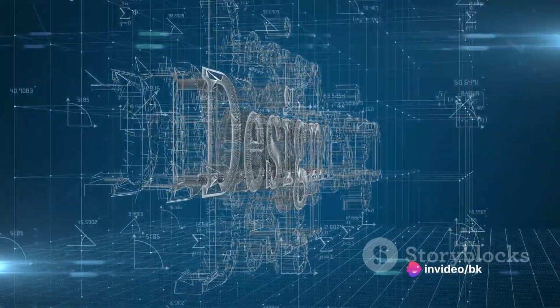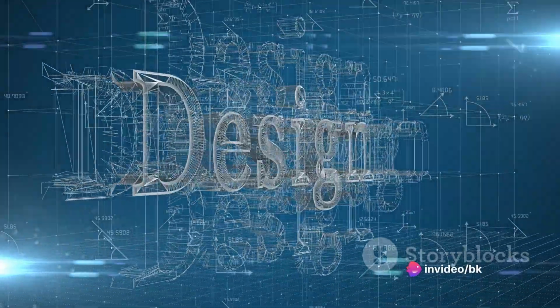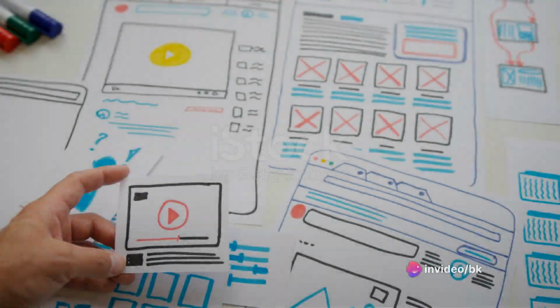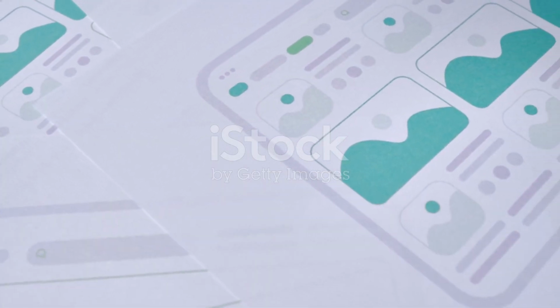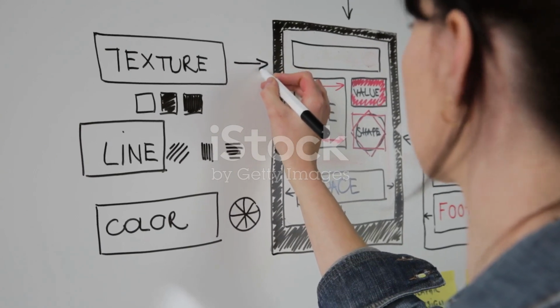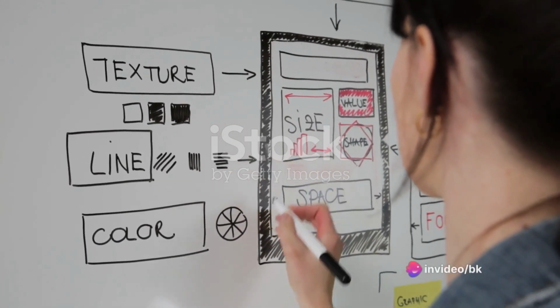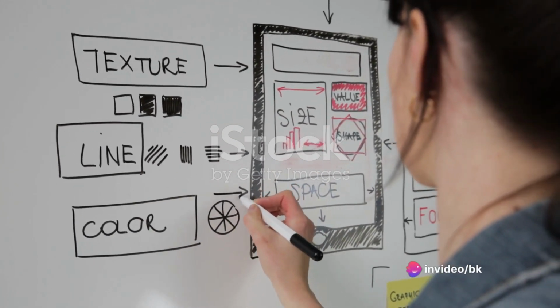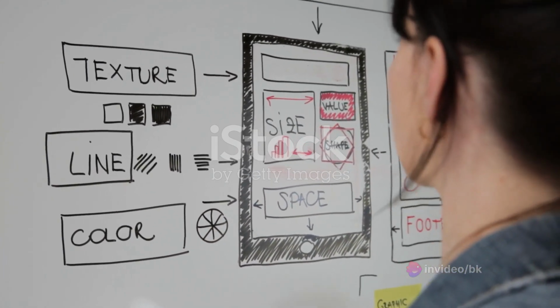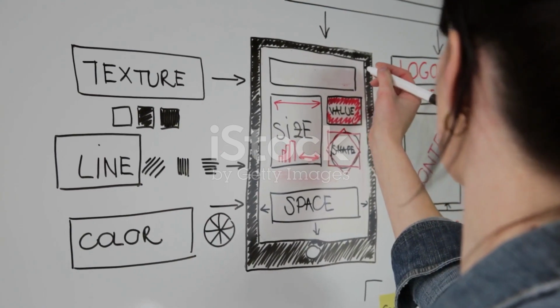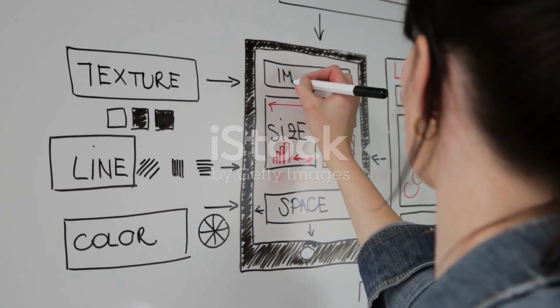Now that we've set the stage, let's delve deeper into the purpose of wireframing and prototyping. Wireframing and prototyping are not just random steps in the design process. They serve specific purposes. Let's delve into this a bit more. Wireframing is where we roll up our sleeves and start getting our hands dirty. It's the initial step where we sketch out low-fidelity representations of a user interface. But why do we do this?